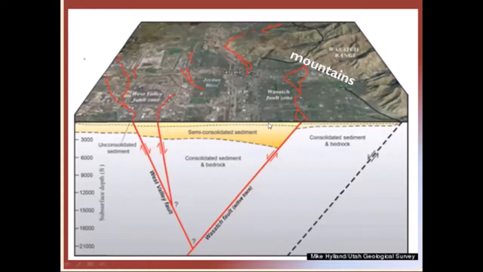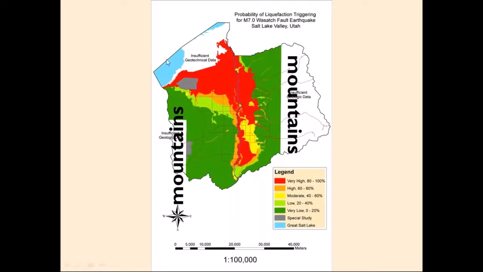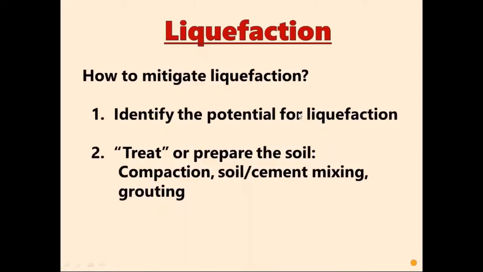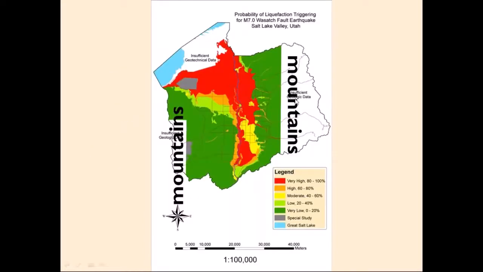And if we took a look at that block diagram in kind of a cartoon map view, again, here's the Salt Lake Valley. Here are the mountains to the east and to the west. The red area of the Salt Lake Valley denotes an area of very high liquefaction potential, essentially, right? If a magnitude 7.0 earthquake occurred along the fault line in that area.